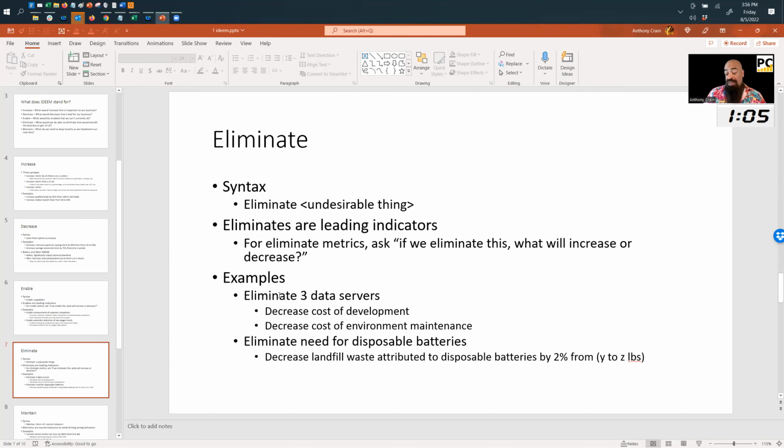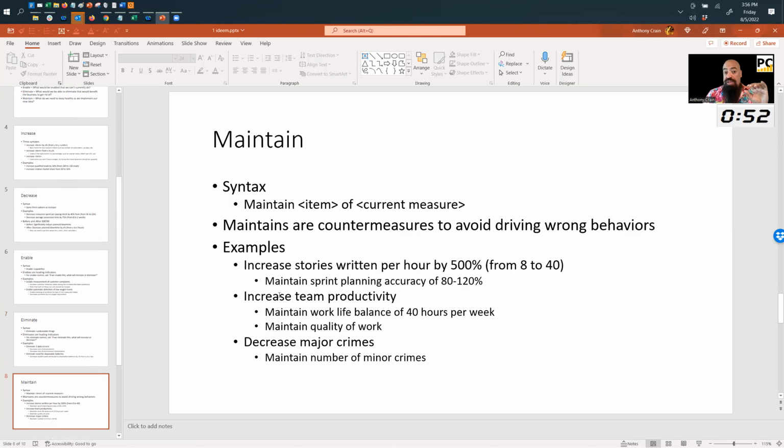Eliminates have the same idea as the enables. If we eliminate that thing, what would increase or decrease? So eliminates and enables are leading indicators. They happen before the increases or decreases that we ultimately tie them to will happen. So they're great for leading indicators, but you want both, so you shouldn't have only an enable or only an eliminate.